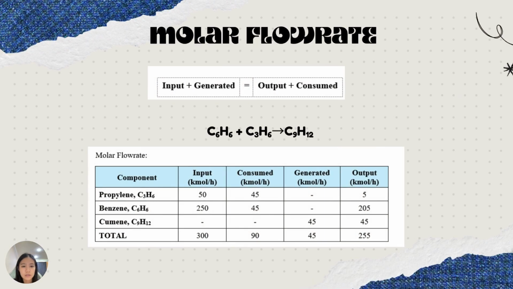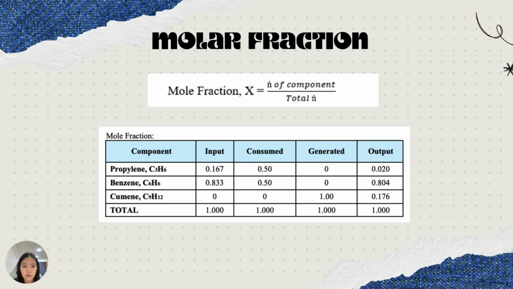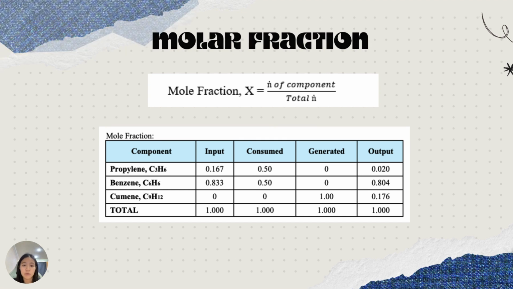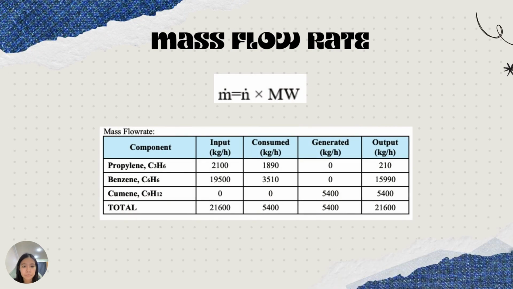For the molar flow rate, we used the equation of C6H6 plus C3H6 producing C9H12, all in the stoichiometry of 1. For propylene, the output is 5 kmol per hour, benzene 205 kmol per hour, and cumin 45 kmol per hour. For the molar fraction, propylene output is 0.02, benzene 0.804, and cumin 0.176.